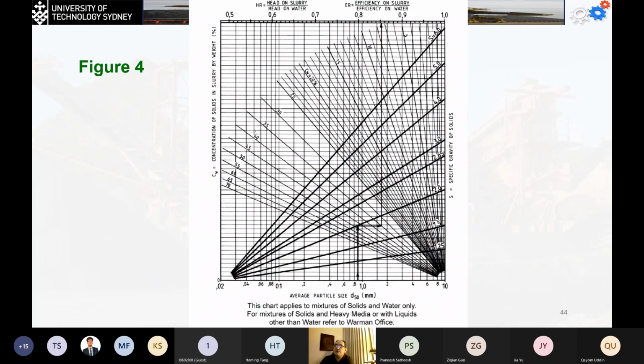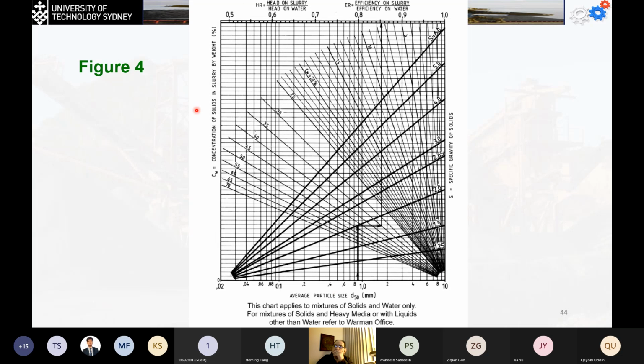This figure is going to be a relationship between first the CW, which is the concentration of the solid in the slurry by weight. For example, how many kilograms of material we have per kilogram of water. The average particle size is shown on the x-axis below. And here is the specific gravity of the solid. That means the density of the solid material with reference to the density of the water.